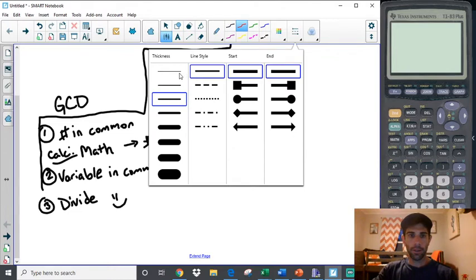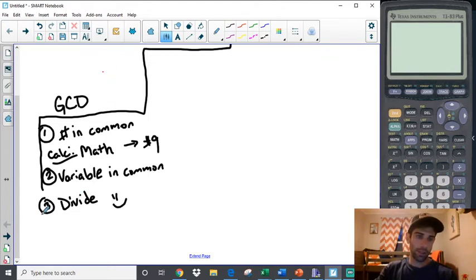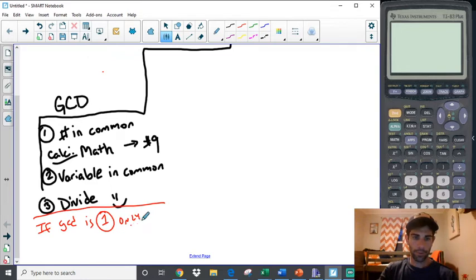Now, there's not always going to be a GCD. Sometimes you're going to have to move into the second step. How do I know I'm going to move into the second step? If the GCD or GCF is 1 only, and that means that there's not another number like a 2 or 3 or 4, or there's not a letter or variable in common, move on.